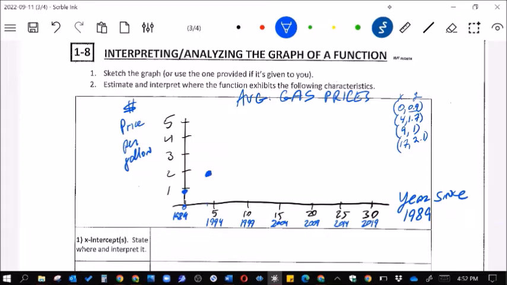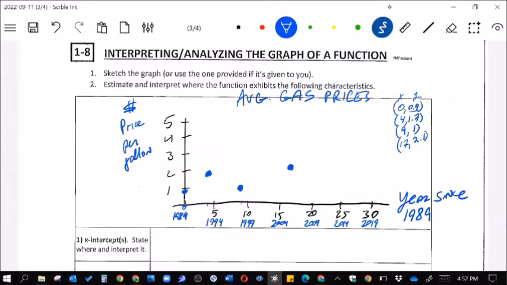Now, then the next one is 9 and 1. So 9 is a little less than 10. And let's estimate this would be about where 1 is. And then at 17 years, it's at about 2.1. Okay, so 17 is about here, and it's a little more than 2.